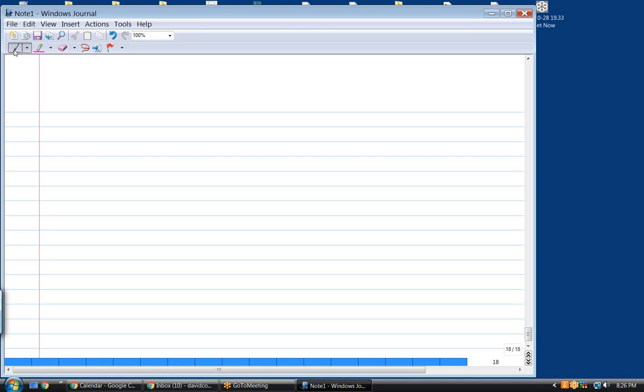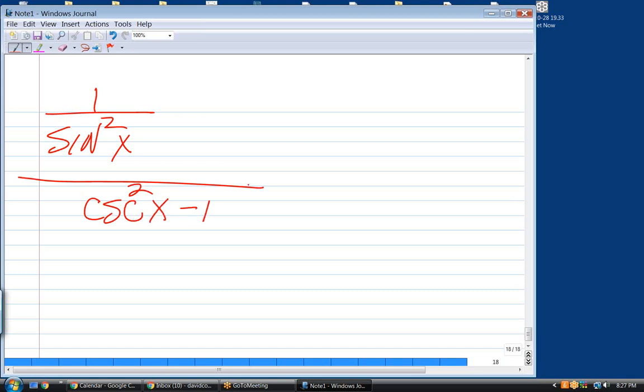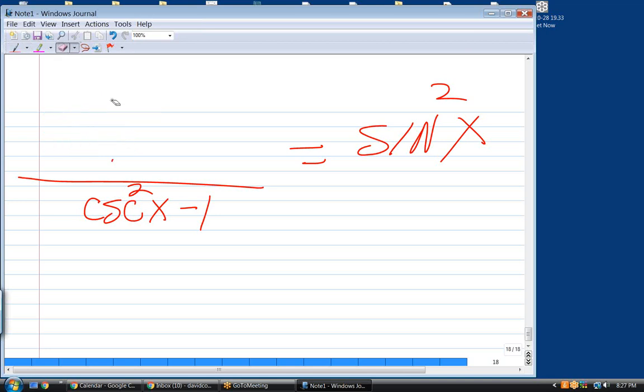Okay, we probably have time for one more if you want to do one more. Okay, yes. Hold on one second. Okay. 1 over sine squared x over cosecant squared x minus 1 equals sine squared x. Did I write it correctly? The top one, no. Just for the top one, it's 1 minus sine squared x.